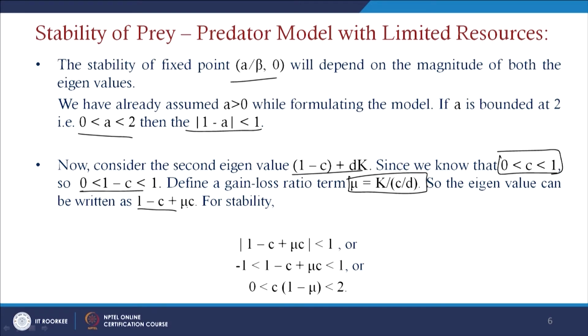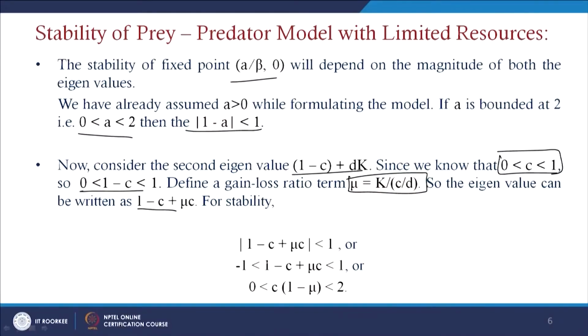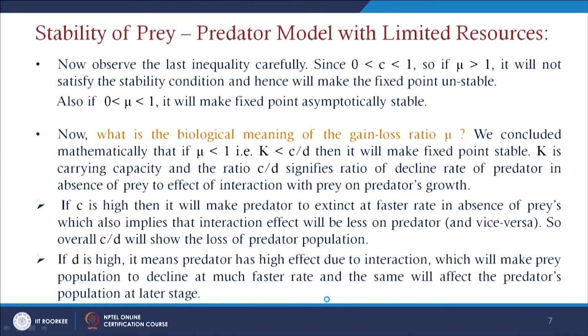For stability, we have to consider that the absolute value of 1 minus c plus mu c should be less than 1. With further manipulation, we get minus 1 less than 1 minus c plus mu c, which is less than 1. From this we obtain the relationship 0 less than c into 1 minus mu, which should be less than 2 here.